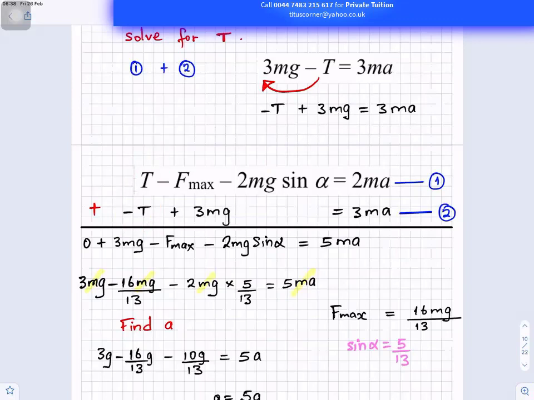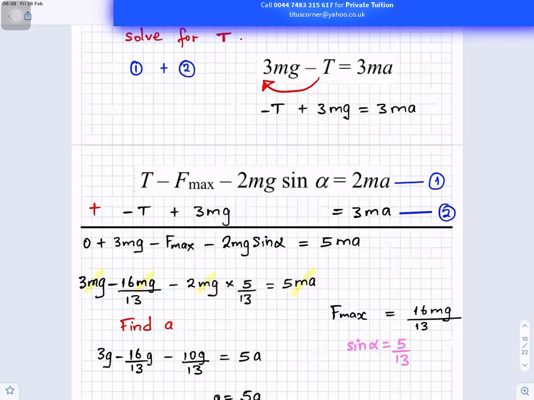So we add equation 1 and 2. T plus minus T gives you 0. And then we have plus 3mg, minus F, the maximum frictional force, minus 2mg sine alpha, and then 2ma plus 3ma gives you 5ma. So this is what we have now to solve. Now we see there's m on each one, so we want to get all the m's out.